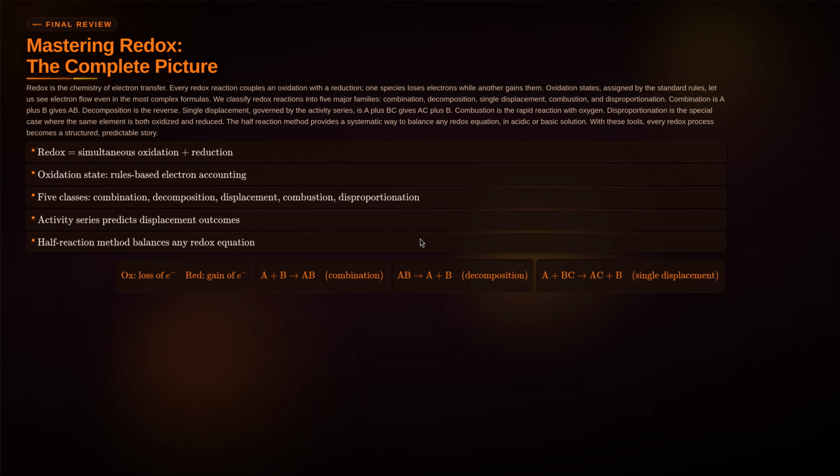The half reaction method provides a systematic way to balance any redox equation in acidic or basic solution. Redox reactions power our batteries, corrode our bridges, drive photosynthesis, fuel our cells, and extract metals from ore. Master these 5 classes, the half reaction method, and the oxidation number rules, and you can recognize, classify, and balance any redox reaction you meet in chemistry, biology, medicine, or industry.